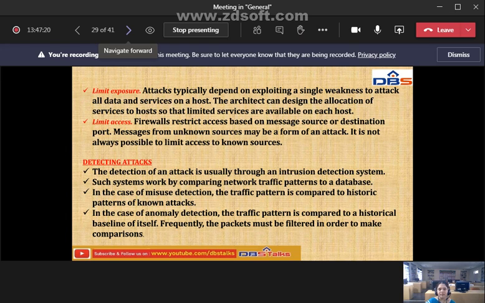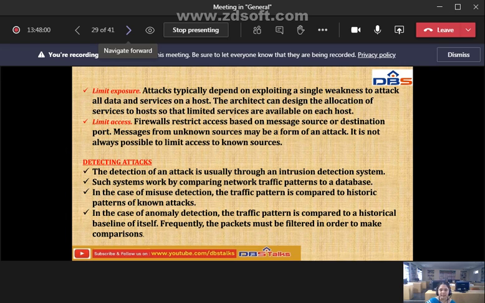And in the case of misuse detection, for example, where we missed something while detecting, the traffic pattern is compared to historic patterns of known attacks. The historic information is already maintained, recorded and stored in databases. Sometimes we miss detecting the attacks, so this backup, this historic information, helps us to know the attacks.